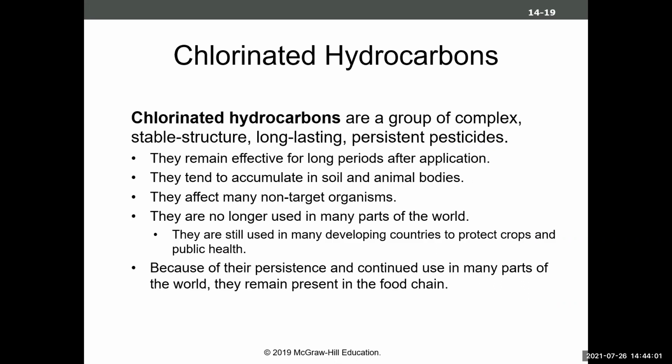DDT is this long-lasting, persistent pesticide that we'll get into much more detail on here in a little bit. But with these different pesticides, chlorinated hydrocarbons are an example of long-lasting, persistent pesticides. So they stay in the environment for long periods of time. After you apply them to your target location, they accumulate in the soils, and then animals that get these pesticides accumulate the pesticides. And they also affect non-target organisms. Like DDT, they're not used in many parts of the world anymore, but developing countries still may use them to protect their crops. Because of their persistence, they do remain present in the food chain, and then they can undergo what's known as bioaccumulation, which we'll talk about in a little bit.